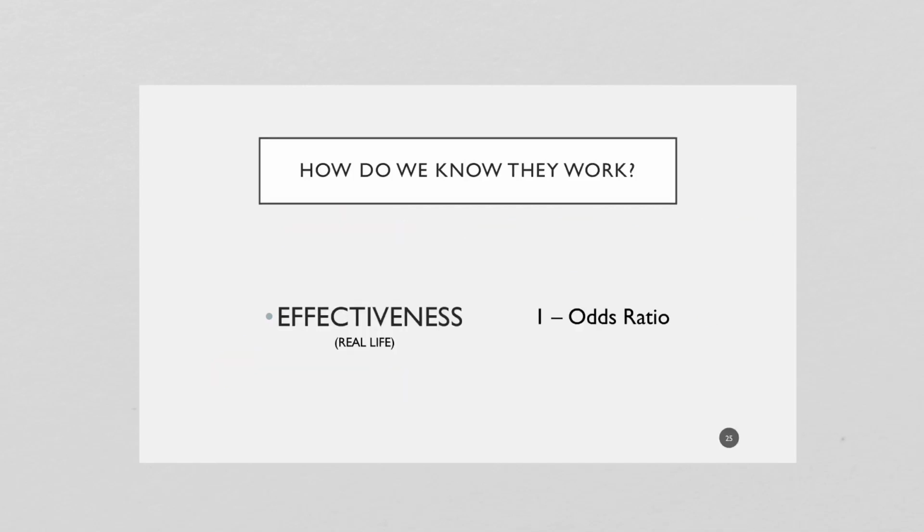On the other hand, effectiveness, this is in real life. This is in a real life situation. This is when we give the vaccine after phase 3. It goes out to market and it goes out to the public. This is during the phase 4 analysis of the vaccine. This is where we look at effectiveness.